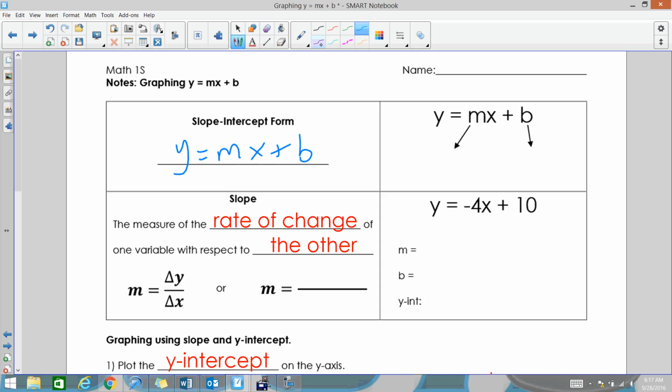Now the reason we call it slope-intercept form is because the slope is your m value and your intercept is your b value. And really what we're talking about is the y-intercept, and that's where your graph crosses the y-axis. So if you look here, your m is your slope, and your b is your y-intercept. Let me put that in red.